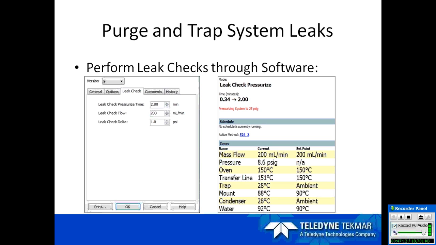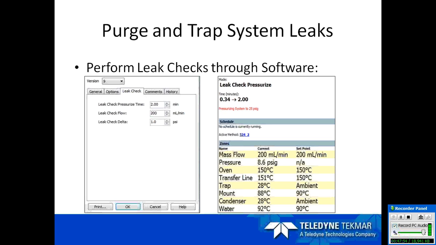Then the key thing we hit on before, before you do anything with the purge trap, is you want to make sure your system is leak tight. Basically, with the Velocity and the Stratum, you can leak check the systems. The software leak checks the systems for you, correct? Very fast and automated. The left picture is under the diagnostics tab of leak check, and this is where you can set your leak check pressurization time, how long you want to be pressurized, and the leak flow. Typically, if you have a 5 mL sparger and you run a leak check, you want 100 mLs a minute for the leak check flow. If you have a 25, you might run 200 mLs a minute for the leak check flow.